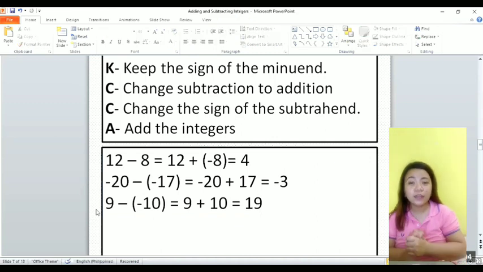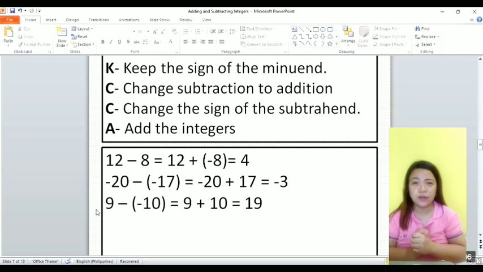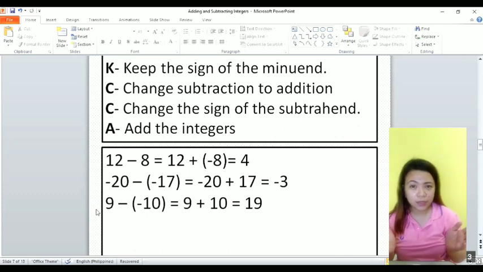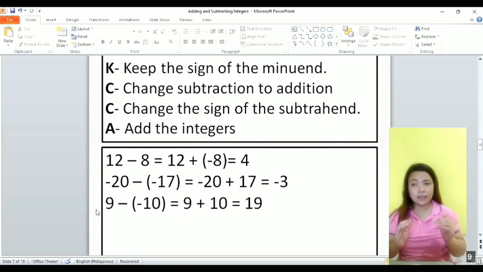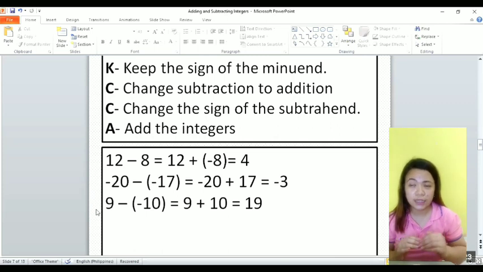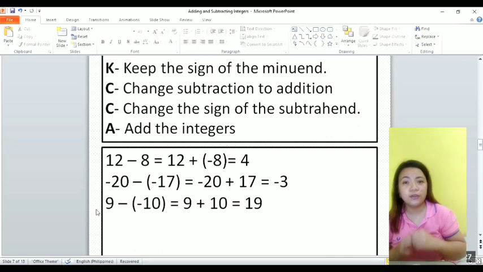So, in subtracting integers, we're just going to follow the KCCA rule. First, keep the sign of the minuend, or the first number. Next, change subtraction into addition. Then next, C, change the sign of the subtrahend, or the second number. And then the last, we're going to follow the addition rule for integers.